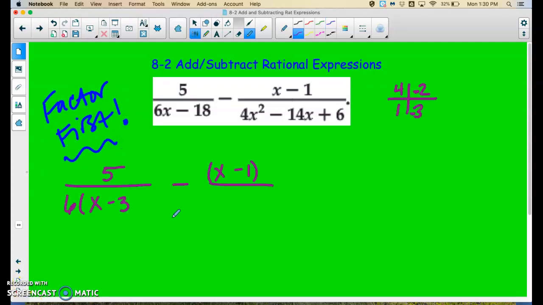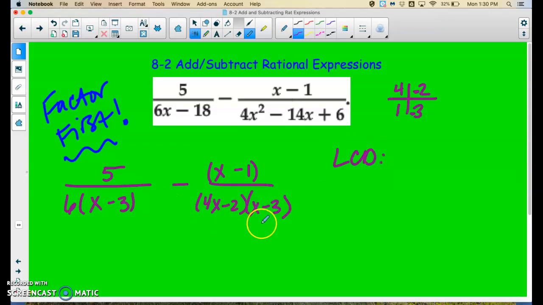So as you can see, I started factoring here. And here I did the T method. And so it looks like I'm going to get 4x minus 2 and then x minus 3 here, because the cross products have to add up to a negative 14. So with this, you need to find a least common denominator or common denominator.